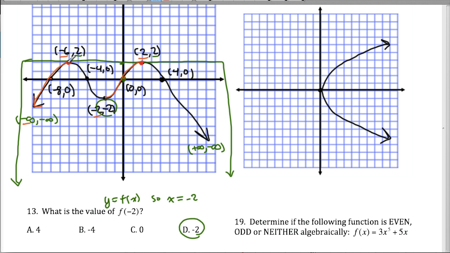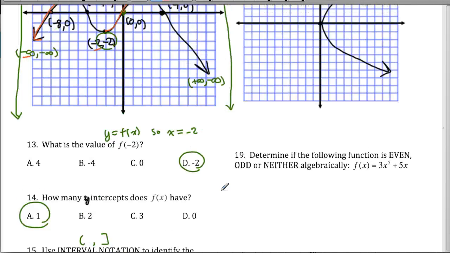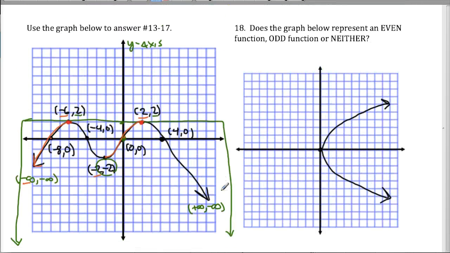So technically, our 2 points that are our relative maxima here are negative 6, 2 and 2, 2. So if you said that the y equals 2 was your relative maxima, I took that. But if you also said that it was the points negative 6, 2 and the point 2, 2, I took that as well.